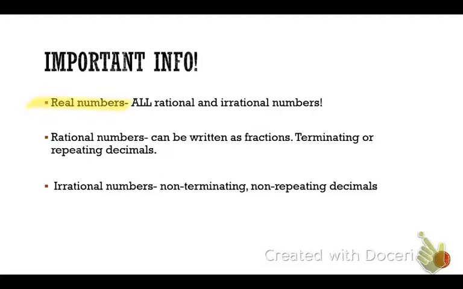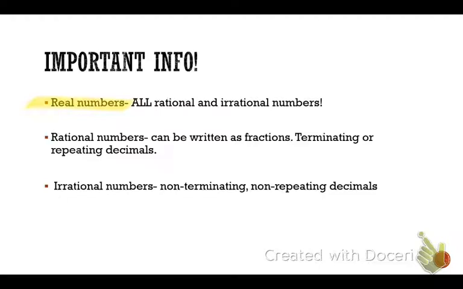First of all, let's talk about real numbers. There is no such thing as a fake number. Of all the numbers in the universe, there's no such thing as an unreal number or a fake number. All irrational and rational numbers are real numbers. So we can think of that as the overarching category here.